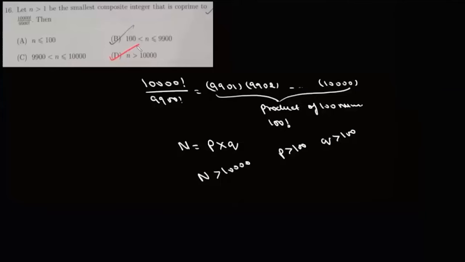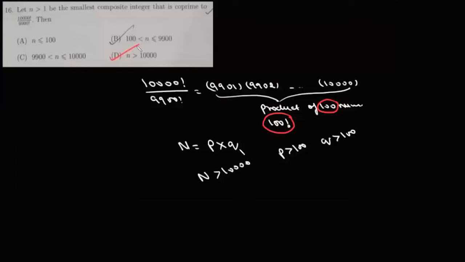Now in question number 16, it says the smallest composite number that is coprime to factorial 10,000 upon factorial 9,900 is. Now if we look at this factorial 10,000 upon 9,900, then it will be the product of 100 consecutive numbers starting from 9,901 to 10,000, and these are 100 numbers, and we know that the product of n consecutive numbers is always divisible by factorial n. So the product of these 100 numbers will always be divisible by factorial 100. So any number between 1 and 100 is always going to divide this product.